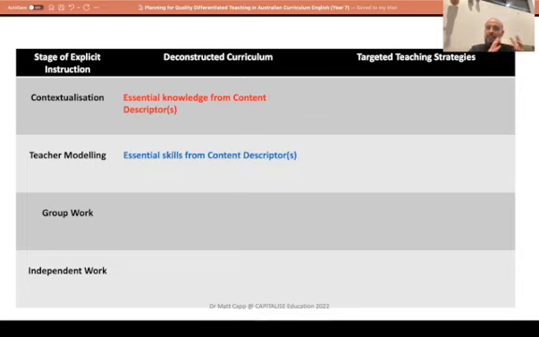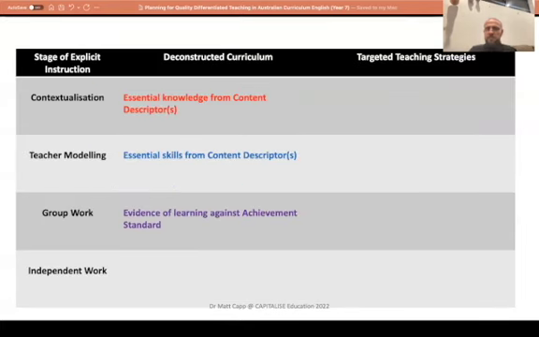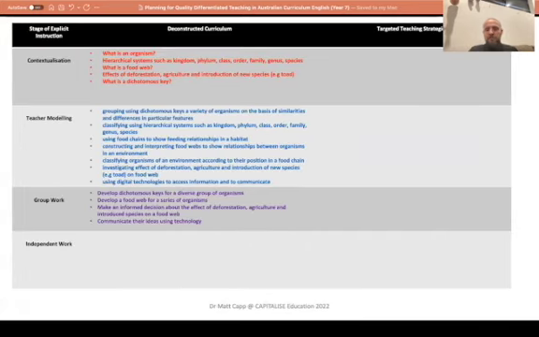In the teacher modeling, we take the essential skills from the content descriptors and put them in there. And we can see the essential knowledge and the essential skills from the modeling. We then take the evidence of learning from the achievement standards, and this is what the students demonstrate whilst they're working in groups, because you want them working towards the achievement standard, because everything is then evidence of learning to make a judgment against the approved curriculum. If you've got the kids working towards the content descriptors, it provides you no evidence of learning for them. And we've taken that from what we deconstructed earlier.